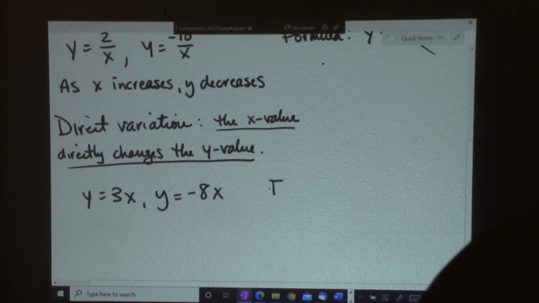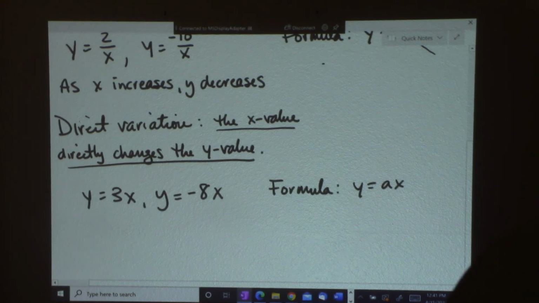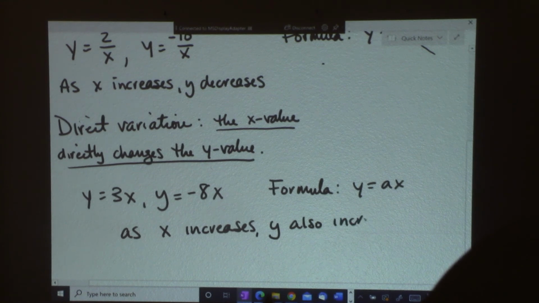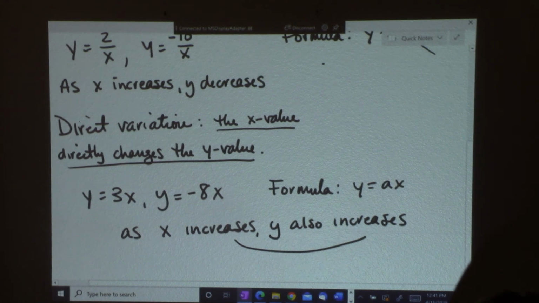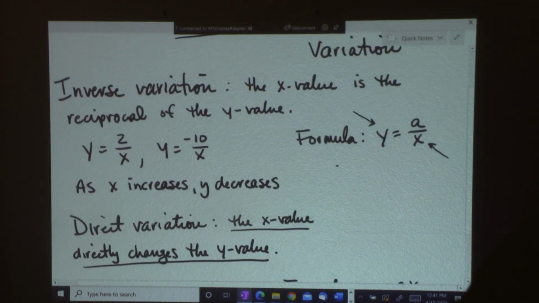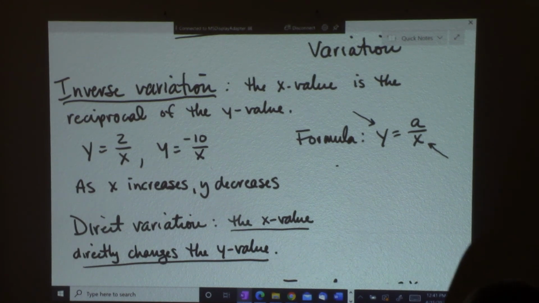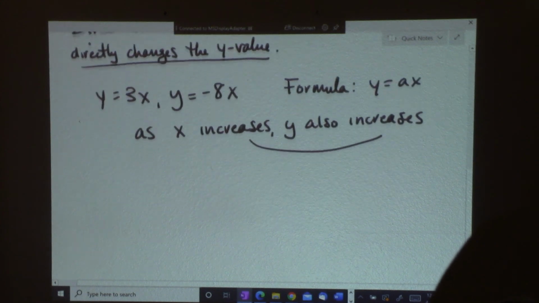And the formula is y equals ax. So what that means is as x increases, y also increases, or as x decreases, y also decreases. So you see that's direct. Increase to increase, decrease to decrease. That is a direct relationship. Whereas up here, it's indirect, because when x increases, y decreases. So it changes it, but indirectly.